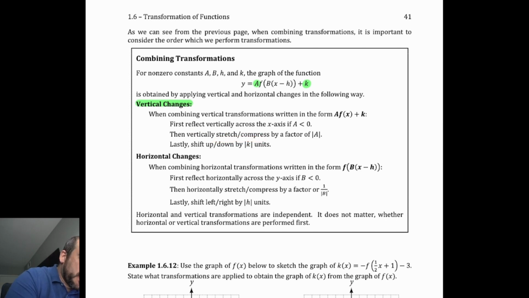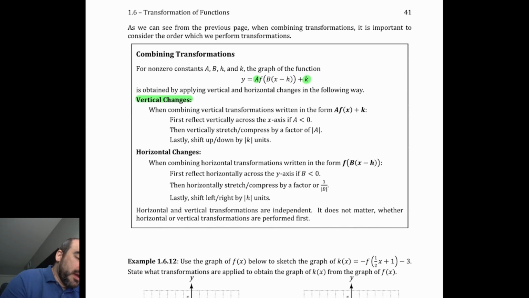And then finally the k is the vertical shift. Remember, if k is positive, your graph shifts up. If k is negative, then your graph shifts down. So that's this last part here. You shift up or down by k units, right? So focusing on the a and the k, we can figure out what's happening to the graph vertically. It's either getting reflected, stretched, compressed, and then shifted up or down.